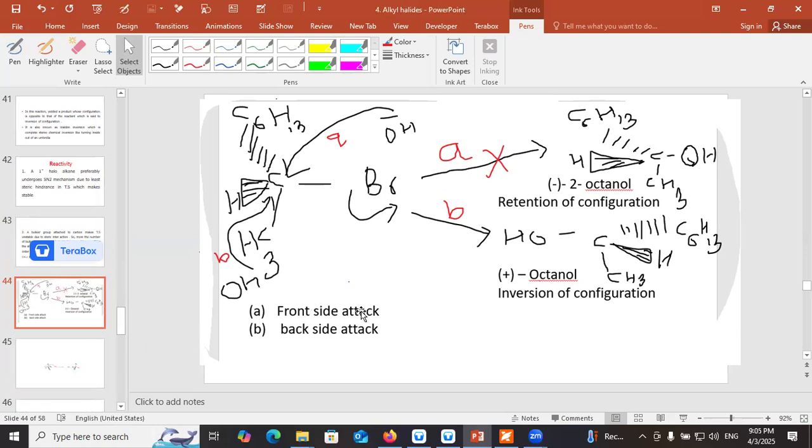Here, two-side attack: front side and back side attack. A is the front side attack, B is the back side attack. Plus octanol is the inversion configuration, and minus octanol is the inversion configuration. Only part B is possible.